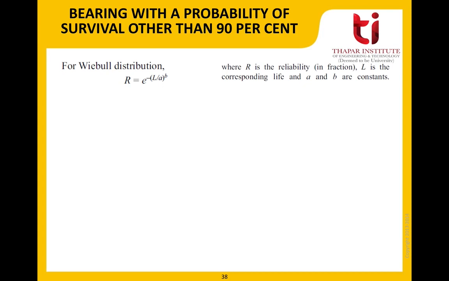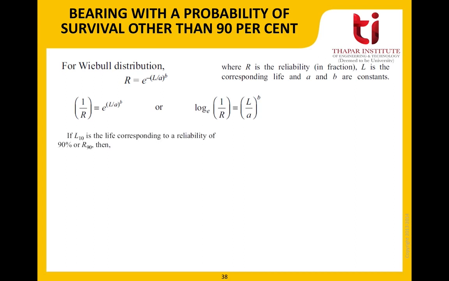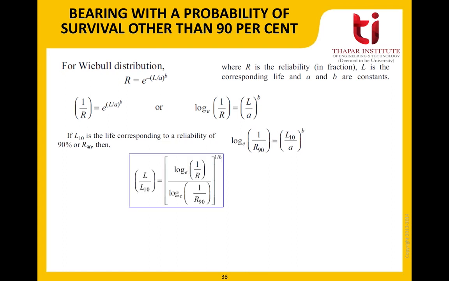Where R is the reliability in fraction, L is the corresponding life, and A and B are constants. Rearranging the above equation, we have 1 by R is equal to e raised to power (L by A) raised to power B, where e is the exponential term, or we can rewrite the equation in this form. Now if L10 is the life corresponding to a reliability of 90% or R90, then log to the base e of (1 divided by R90) is equal to (L10 by A) raised to power B. So rearranging the above terms, we'll get this equation.